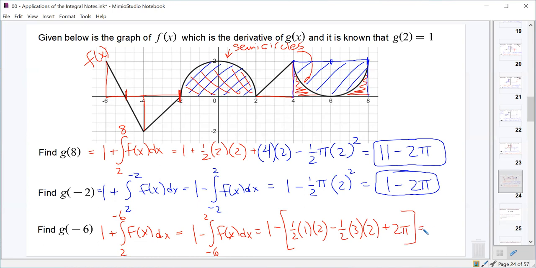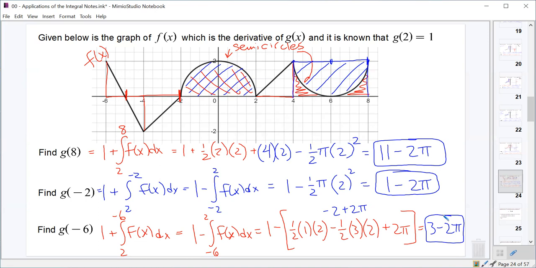Inside of here, looks like we end up with 1 from the 1/2 of 1 times 2. And then 1 minus 3 is -2. So inside of here, we've now got -2 plus 2 pi. And so we have 1 minus -2 plus 2 pi. 1 minus -2 is 3, and then minus the 2 pi just gives us 3 minus 2 pi. And that's our final answer for g of -6.